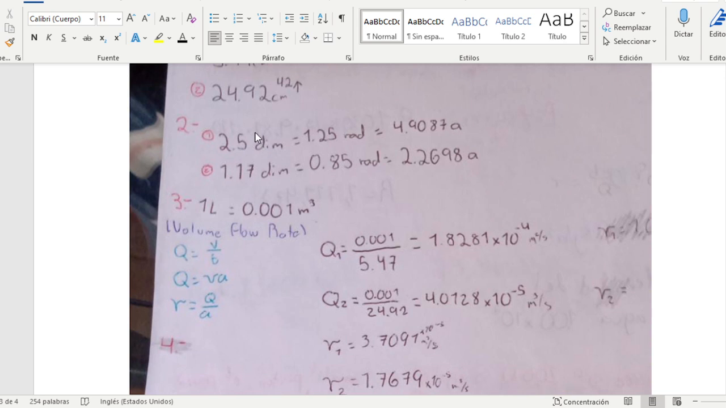Then convert 1 liter to cubic meters and calculate the flow rate and speed at which the water leaves the faucet. So here is the convert part. 1 liter is equal to 0.001 cubic meters.